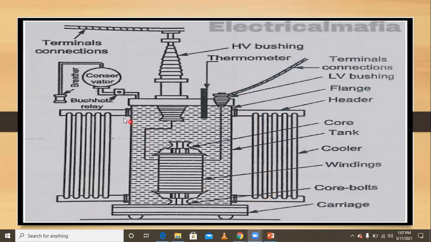So the transformer oil is circulating to the atmosphere through pipes like this. Through these pipes, the oil is heated up and circulates, and then it's cooled and comes back to the transformer circuits again. That's why the transformer oil is used for cooling purpose, not lubrication. Transformer oil is not used for lubrication, only for cooling.